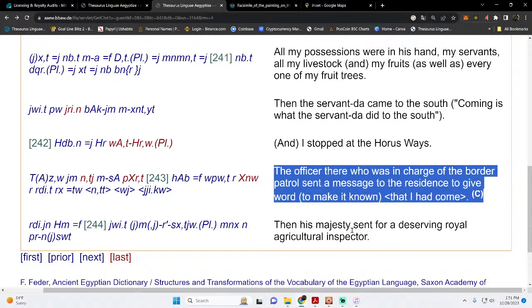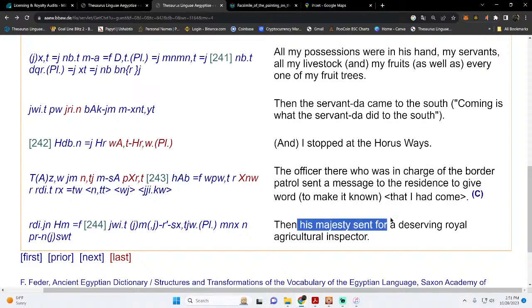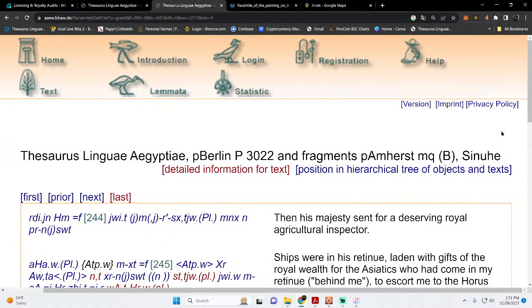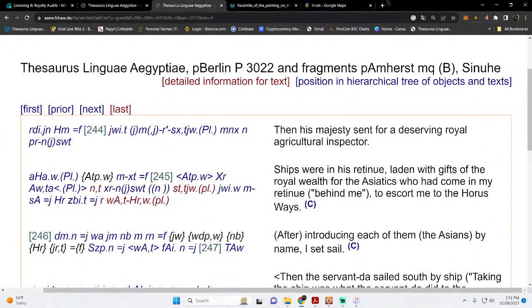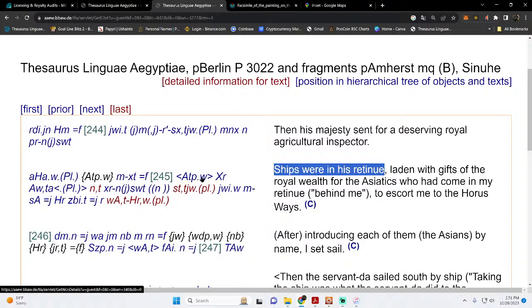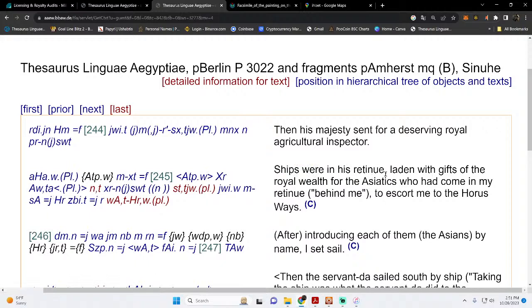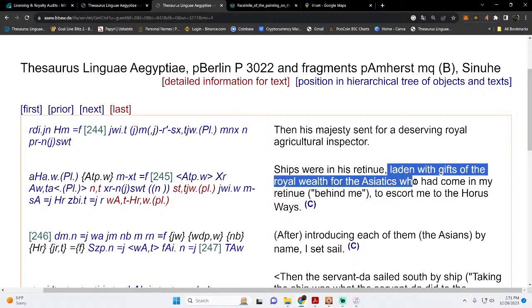Peace, Chris. I'm reading Sinuhe. It says, then His Majesty sent for a deserving royal agricultural inspector. I'm just trying to get to the one part. Let's read this. Ships were in his retinue. Now, what do they mean by retinue? We have to look at that. It's not the term retinue for the location. This was under his retainer. Laden with gifts of the royal wealth for the Asiatics who had come in my retinue.